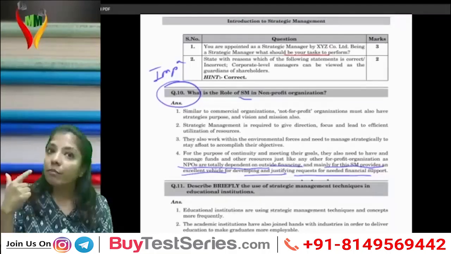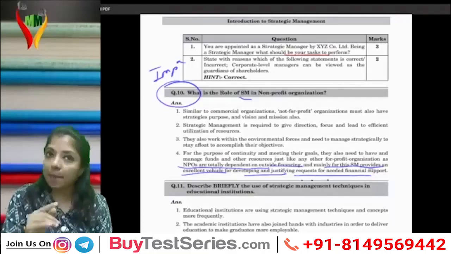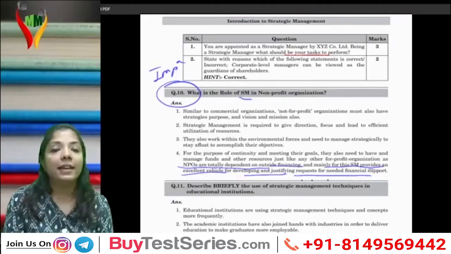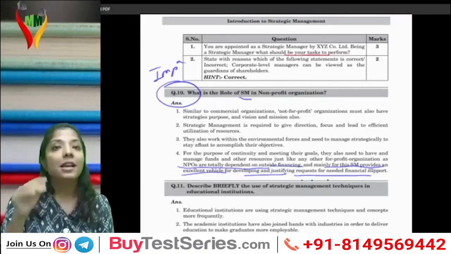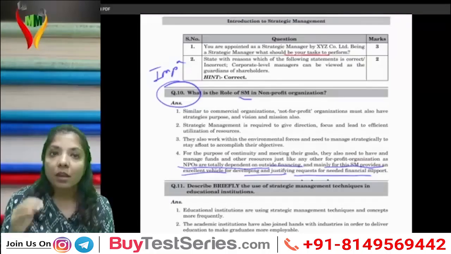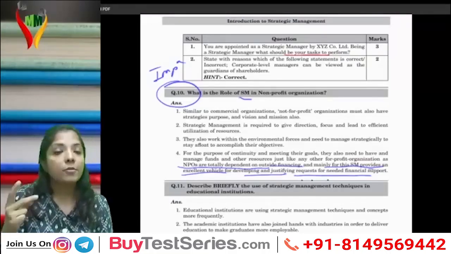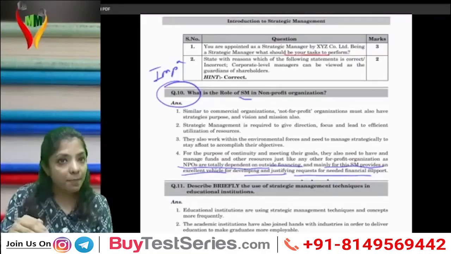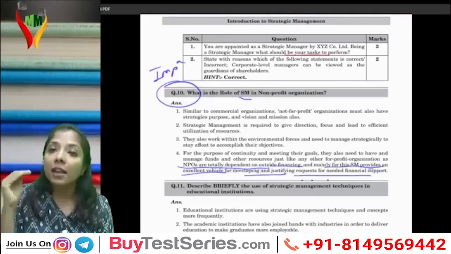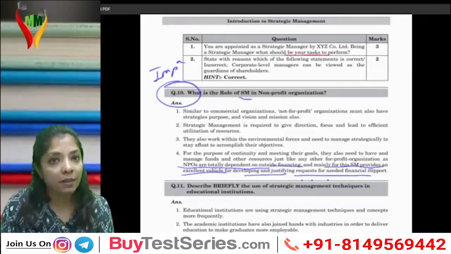Vision, mission, objectives and goals. Then skip one point. Then strategy formulation, strategy implementation, evaluation and control. I hope you're with me. How many points are there? Definition, vision, mission, objectives and goals. Skip. Strategy formulation, strategy implementation, evaluation and control. I hope you're with me.